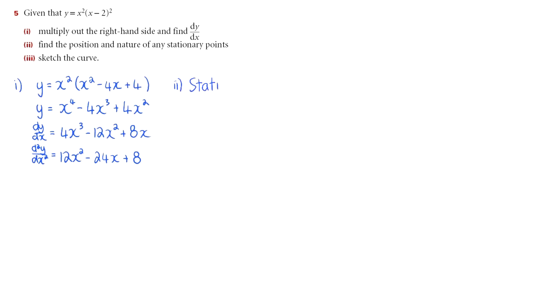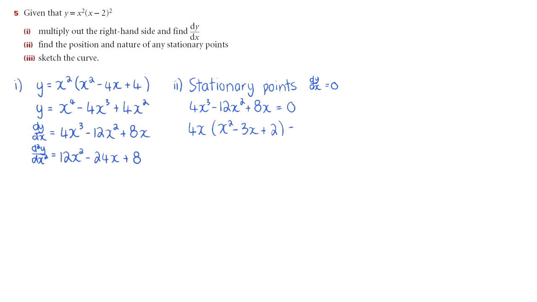Okay, part 2, find the position and nature of any stationary points. So that means the gradient is 0. And so we take the derivative, we equate it to 0. And how do we solve a polynomial that equals 0? We make factors. Out of every term, we can take 4x, and we're left with, in brackets, x squared minus 3x plus 2. Can we factorize the quadratic? What multiplies to 2 and adds to negative 3? Negative 1, negative 2. So we get 4x(x minus 1)(x minus 2) equals 0, which of course means that x equals 0, or x equals 1, or x equals 2.